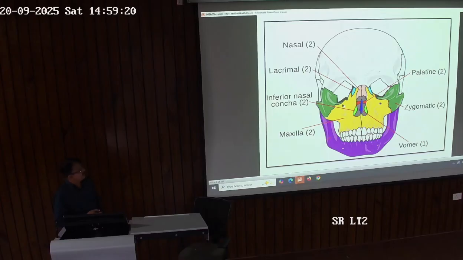These are the nasal bones, zygomatic bone. These are the maxillary bones which are fractured during road traffic accidents. And this is the mandible.